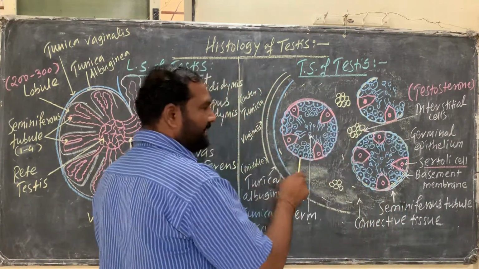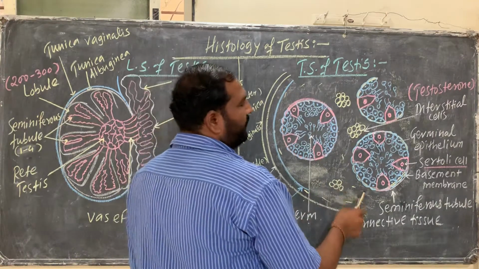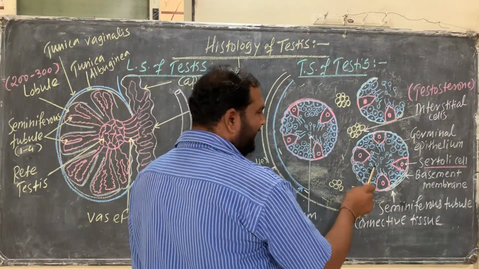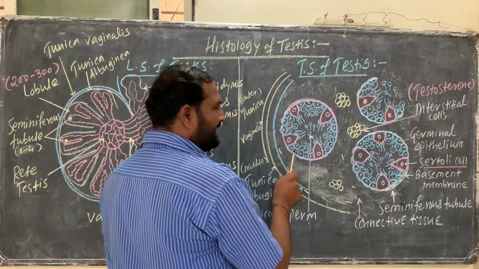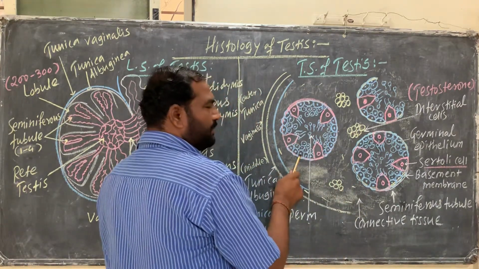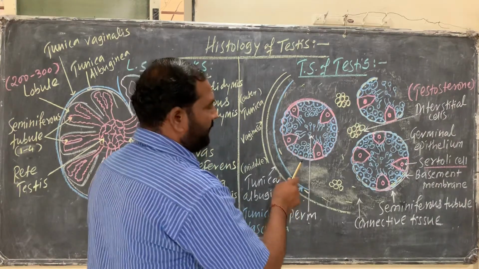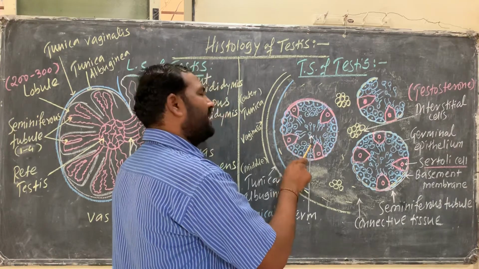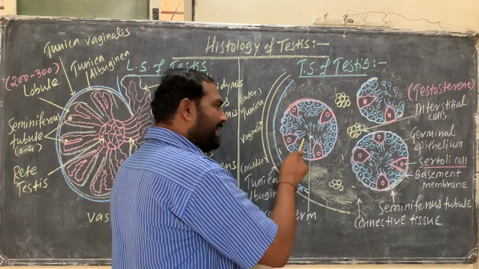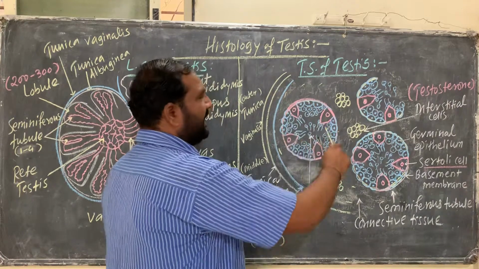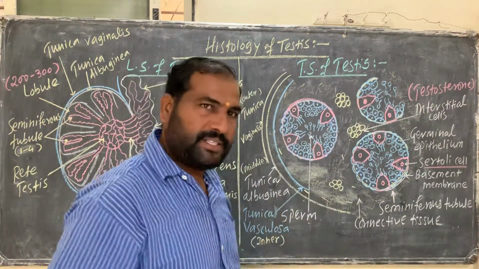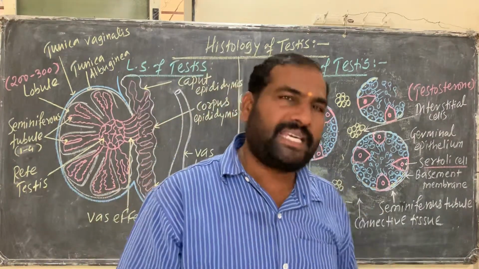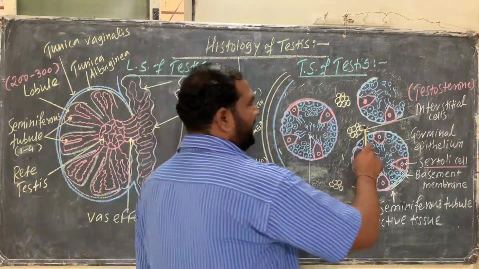It is the TS of that tubule, consisting of the basement membrane, then the germinal epithelium. Then these are cells in a developing stage. For example, this one is the spermatogonial cell. Then the primary spermatocyte, then the secondary spermatocyte, then the spermatid, and later on the sperm is developed here. That means inside the seminiferous tubule, we are observing sperms in a developing stage. So this one is the interstitial cell.